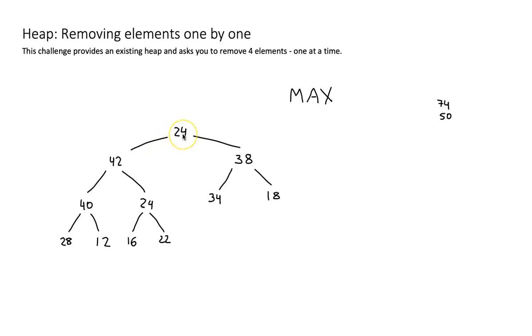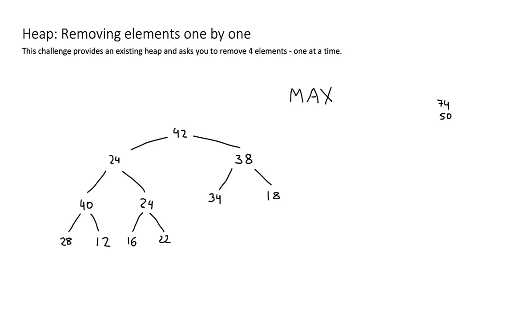So 24 needs to sink, and it needs to sink on the left side. So 24 is going to move to my left side, and 42 comes up. 24 sinks, and 42 moves up. And I can see 42 is a good root for the tree because it's greater or equal to both of the children. Are we done sinking yet?